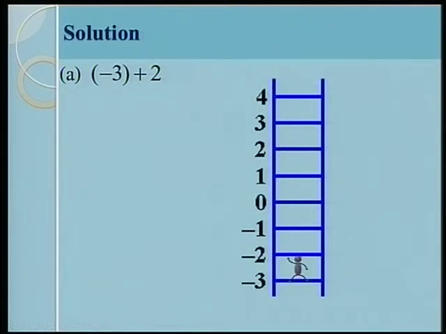Our friend Charlie will help us in doing our calculations. Why is he standing at -3? Well, he's standing at -3 because we need to perform -3 plus 2. And this plus 2 will mean Charlie has to move up 2 steps, 1 and 2. Charlie is now at -1. So students, the answer is -1.